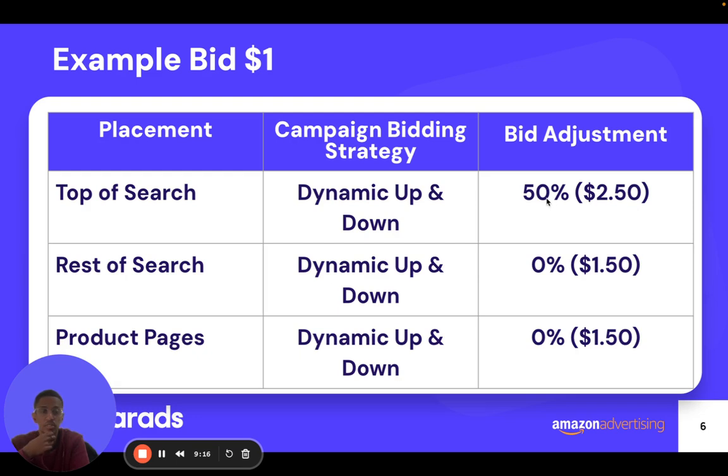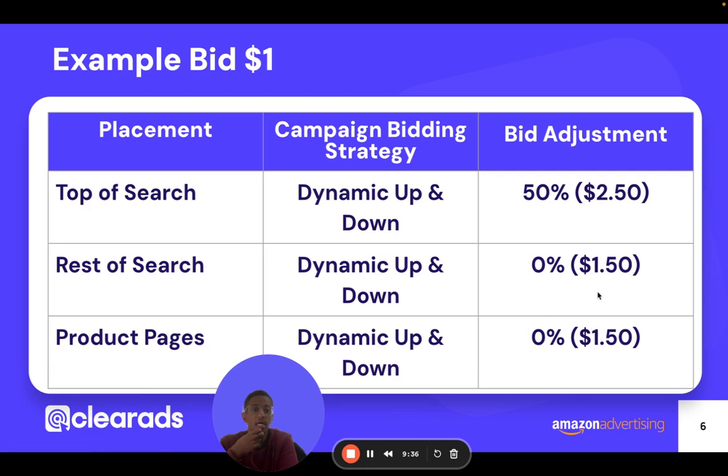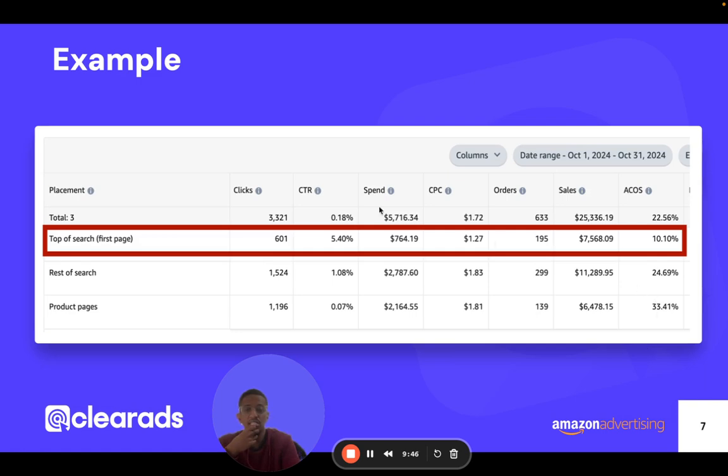And this is because you have the 50% bid adjustment for that particular bid, but then you have 100% with Amazon's dynamic up and down option as well, where they could charge you more. And even if you have a 0% bid adjustment on rest of search and product pages, you could be paying up to $1.50 for these particular placements. So that's something you have to bear in mind. And this is just an example I have on this next slide of a particular campaign that we manage.